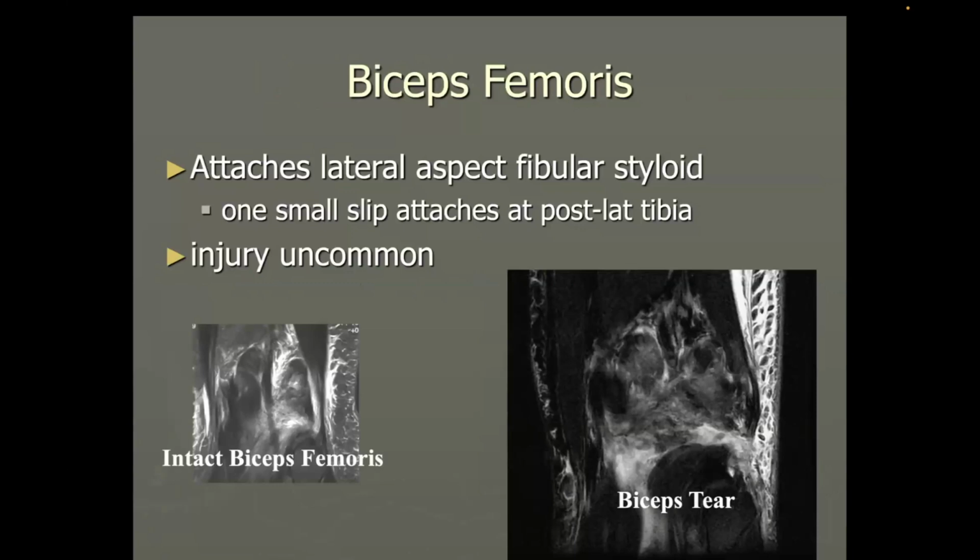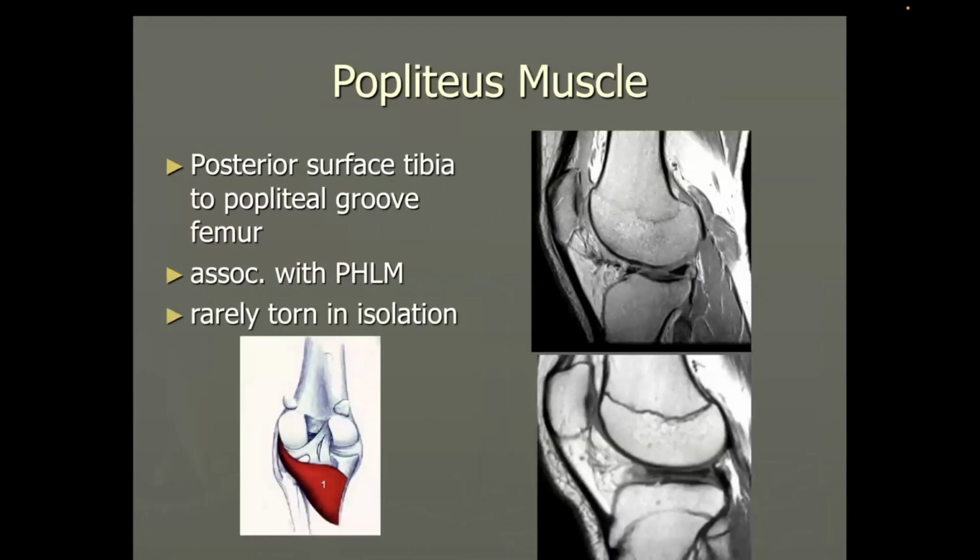What about the biceps femoris? It attaches to the lateral aspect of the fibular styloid. It's uncommonly injured. Here's an example of an intact biceps femoris. Here's a biceps femoris that's now torn, part of a posterolateral corner injury.